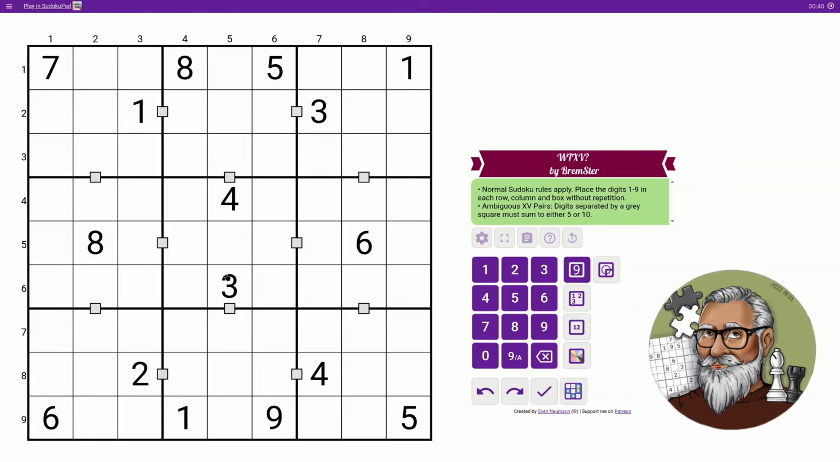Right, let's read the rules. Normal Sudoku rules apply. Place the digits 1 to 9 in each row, column, and box without repetition. Ambiguous XV pairs. Digits separated by a gray square must sum to either 5 or 10. Why is that called ambiguous XV pairs? Because usually X and V are used to designate cells that sum up to 10 if it's an X or 5 if it's a V. Right, that's it.